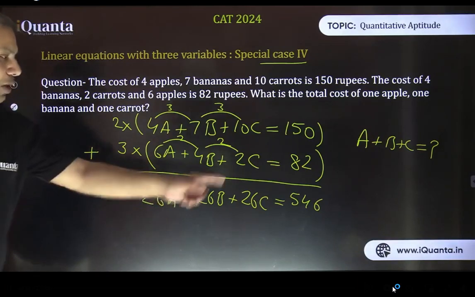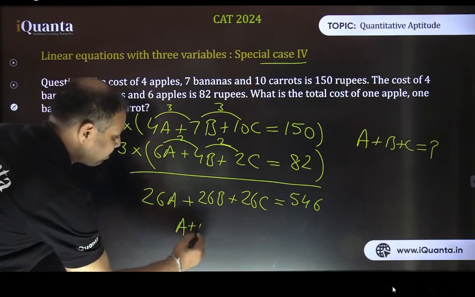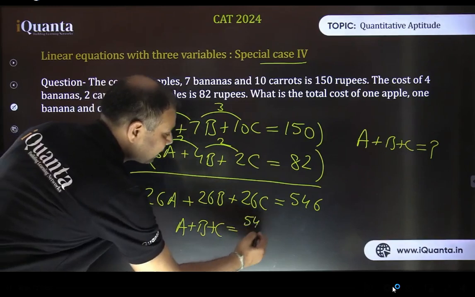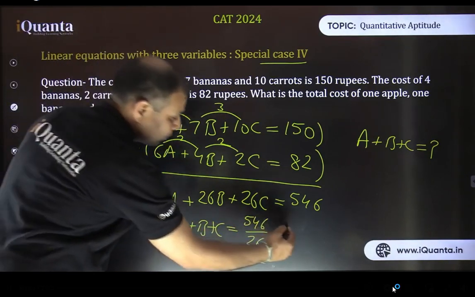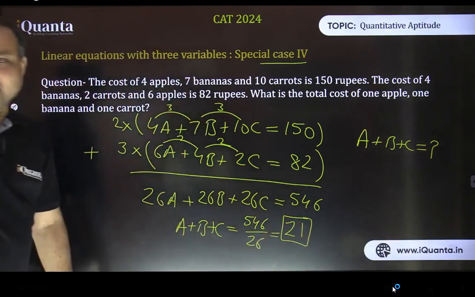That's it. So we just need to divide throughout by 26. So a plus b plus c is simply 546 divided by 26, which comes out to be 26 2s are 52 and one more, so 21. So this is the right answer. Many of you have got it.